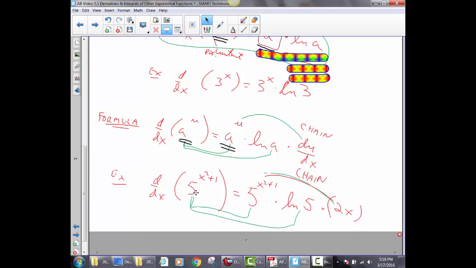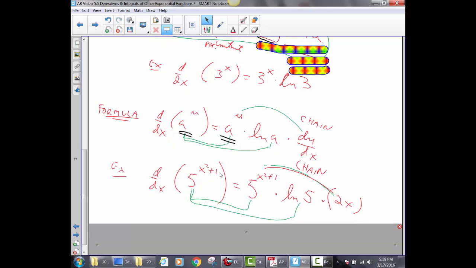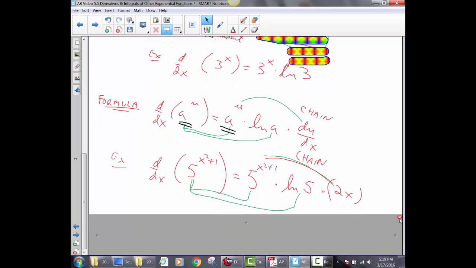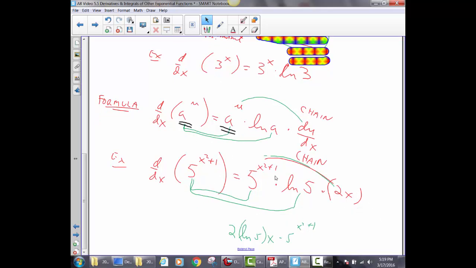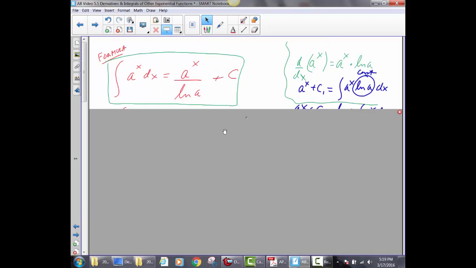For example, if you have the derivative of 5 to the x squared plus 1, it's itself, which is 5 to the x squared plus 1, times ln 5, and then, of course, the chain rule, the derivative of x squared plus 1 is 2x. You could rewrite this as 2 ln 5, which is kind of your coefficient, x over here, and then 5 to the power.